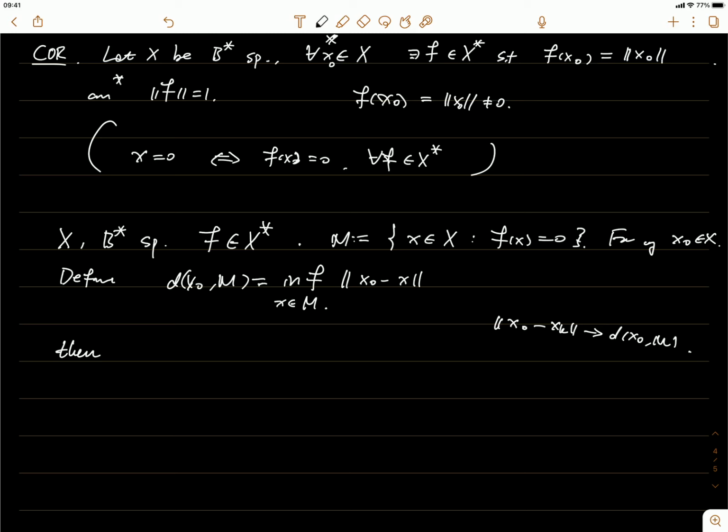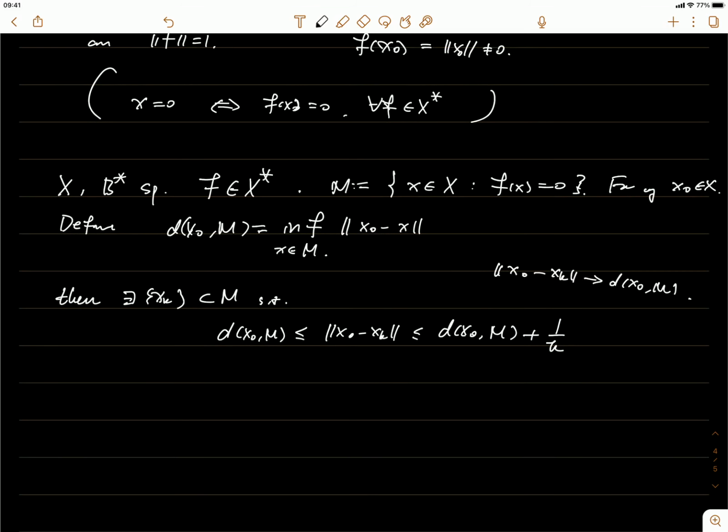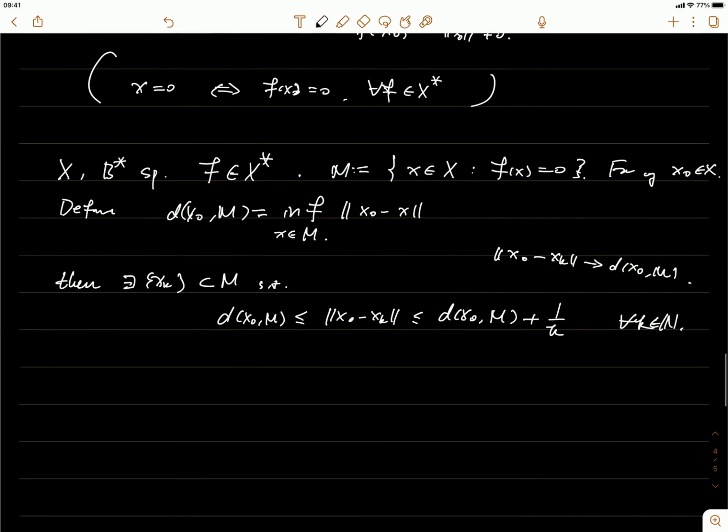But what I'm going to say here is that, just to show it more clearly, we choose this sequence xk such that the distance between x naught and xk is less than or equal to the distance between x naught and M plus 1 over k. This is because this distance is chosen as the infimum. So I can have a sequence xk that satisfies this for any natural number k.